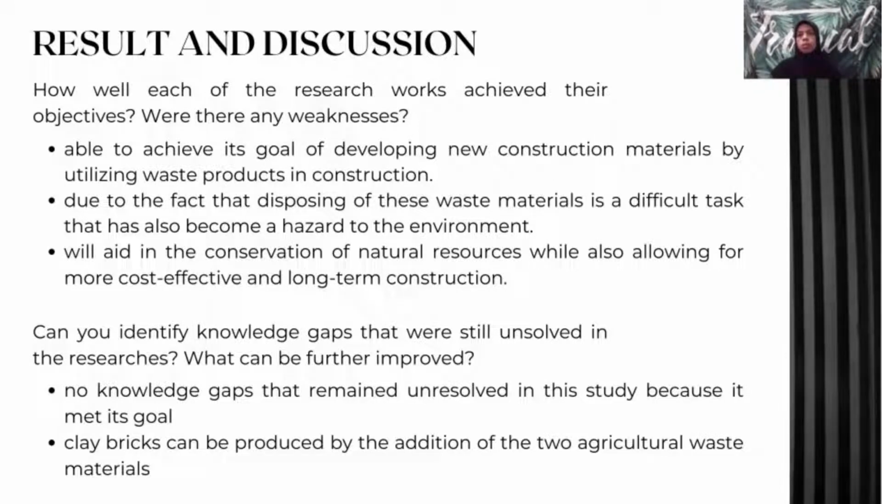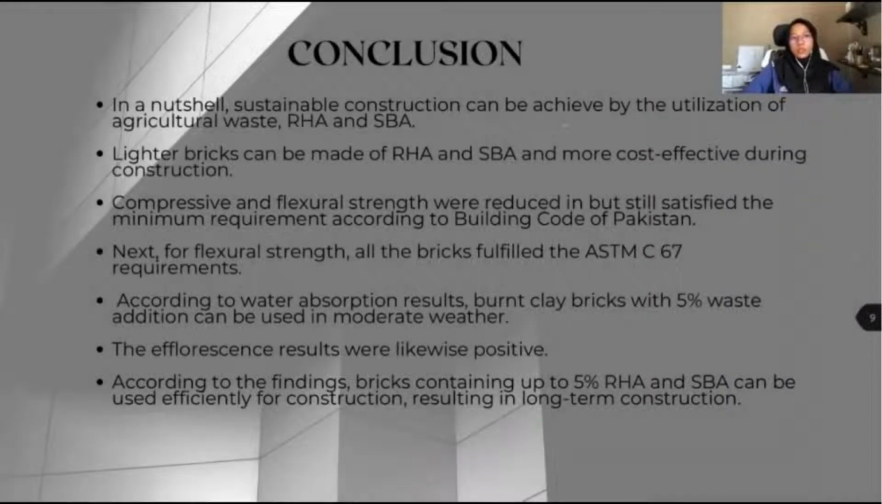And then in my opinion, there were no knowledge gaps that remain unsolved in this study because it met its goal, when the clay bricks can be produced by the addition of the two agriculture waste materials, which were SBA and RHA. For the conclusion, in a nutshell, sustainable construction can be achieved by the utilization of agricultural waste, RHA and SBA.